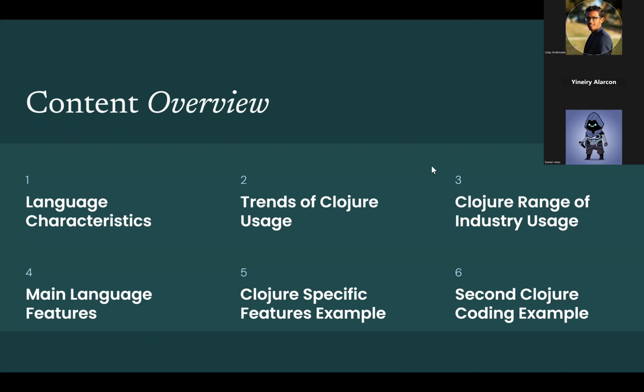Okay. So up first, we're gonna go over the language characteristics. Then we're gonna move on to the trends of Clojure usage. After that, we're gonna talk about Clojure range of industry usage. Then we're gonna move on to the main language features. After that, we're gonna show a Clojure specific feature example, and we're gonna end off with another Clojure coding example.